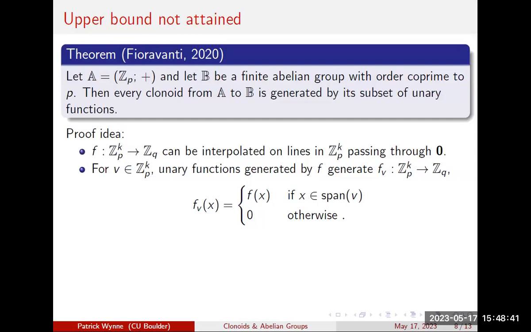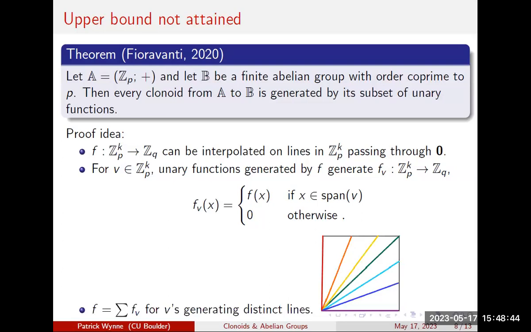So we can interpolate this function on some line. On each of these colored lines here, we can interpolate this function f, and then if we add all of these interpolations together, they will cover the entire Zp to the k, and so this would give us back f. Of course, they overlap at the origin, so we need to finagle to deal with that, but other than that, we can reconstruct f from these f_v's. So the important thing is that from f, we can construct some unary functions. From those unary functions, we can reconstruct f. So that shows that any clonoid is actually generated by a subset of unary functions.